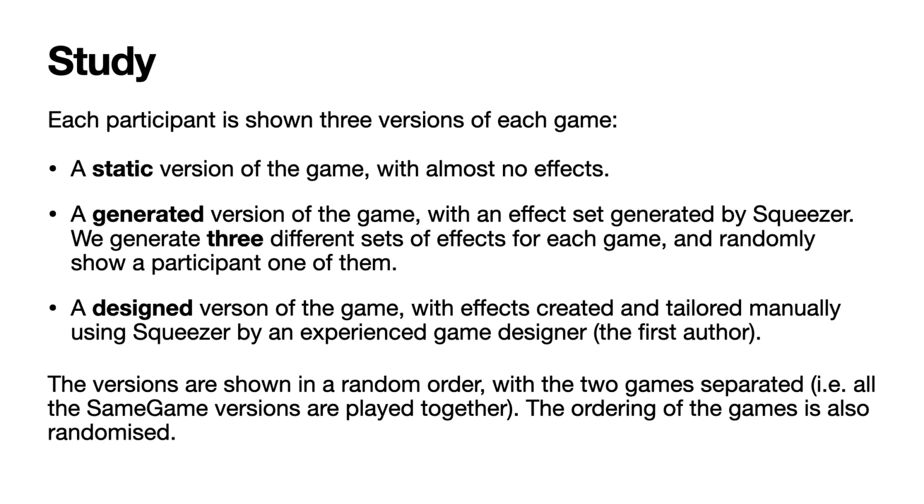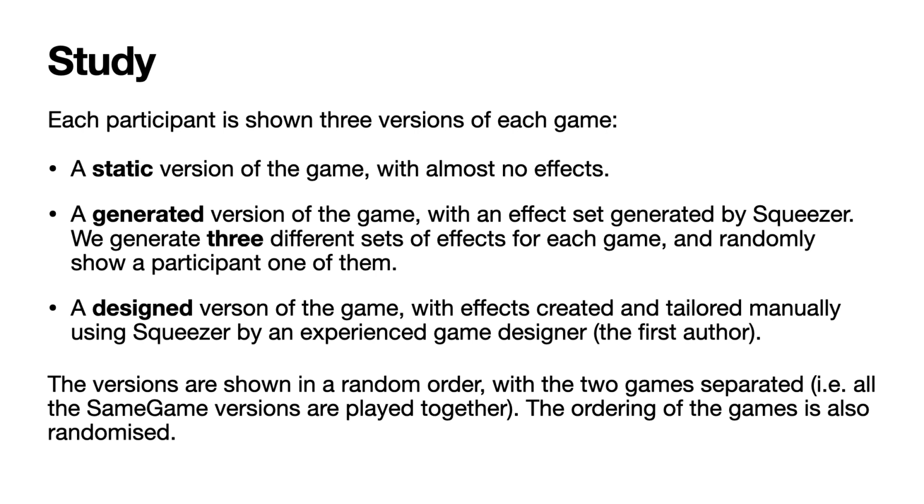Then we show them a version of the game with generated effects, where Puck has generated a bunch of effects using Squeezer. There are actually three different generated versions of each game, but we only show each participant one of them. We randomly pick one to show them. And finally, we have a designed version of the game with effects that were created by Mass, an experienced game designer, as the top end of what's possible.